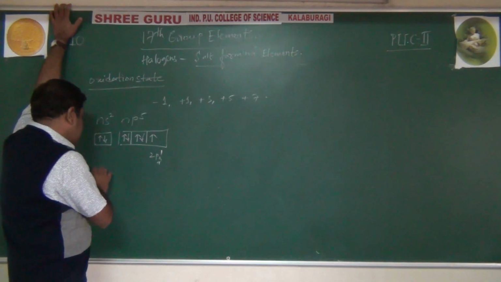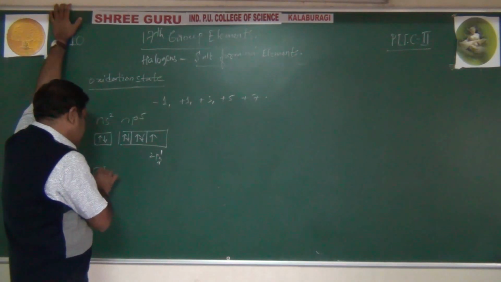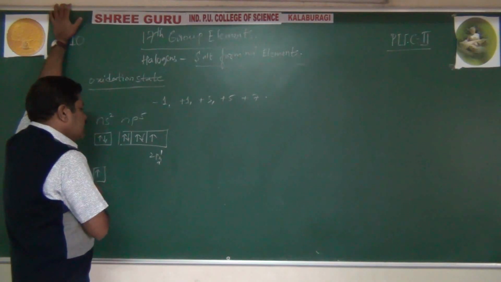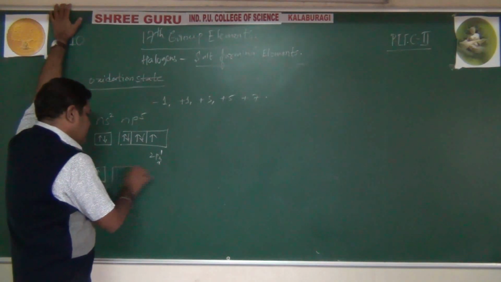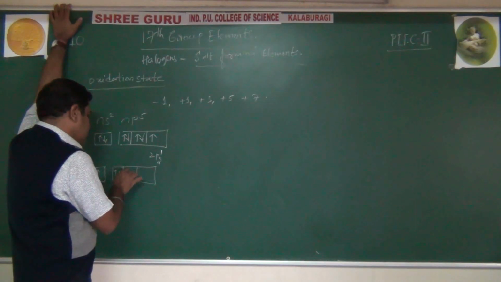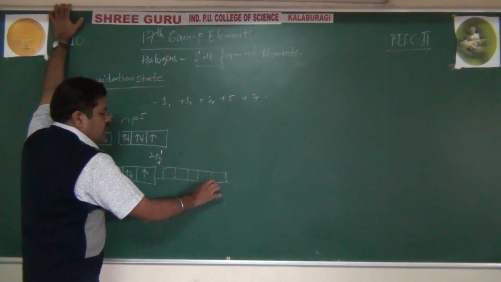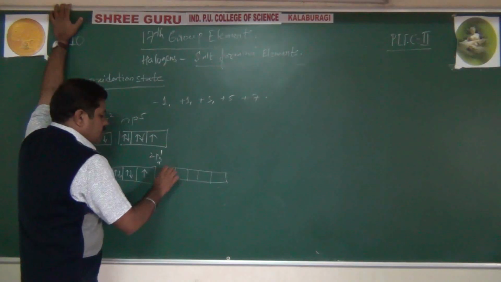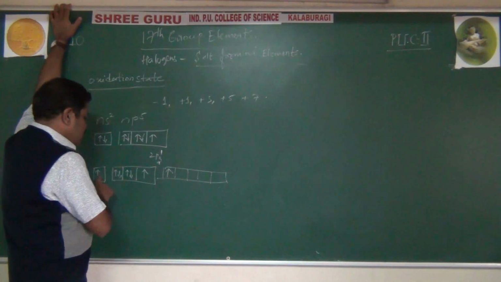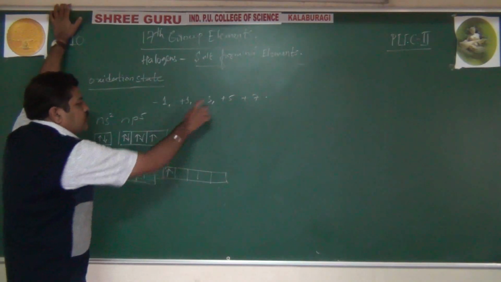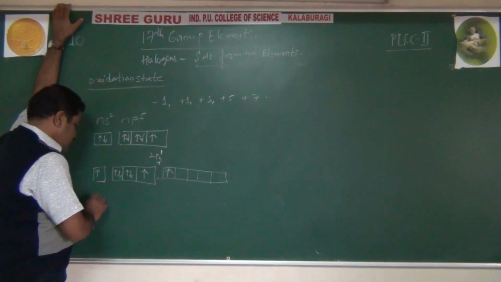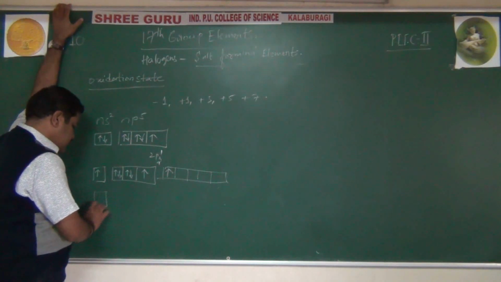Then, in the first excited state, a 2s electron gets excited. The 2px2 and 2py2 are already filled, so it will jump to the empty orbitals, 1, 2, 3, 4, 5. Like this, we get 1, 2, 3, plus 3. Got it?